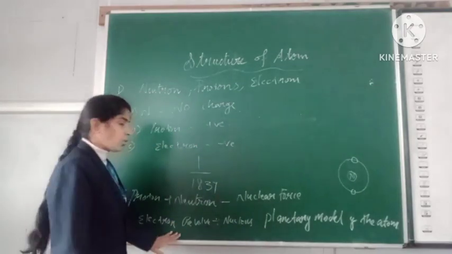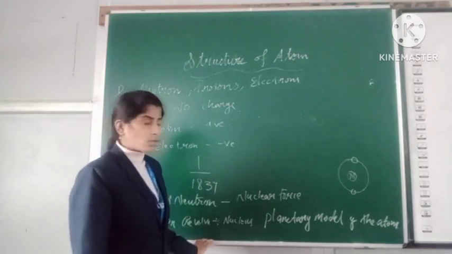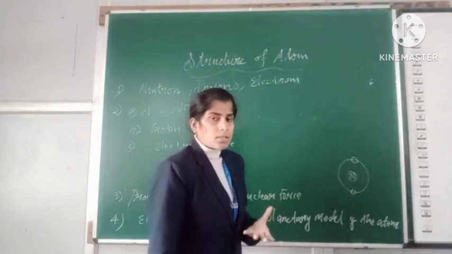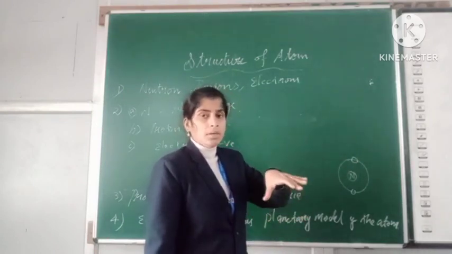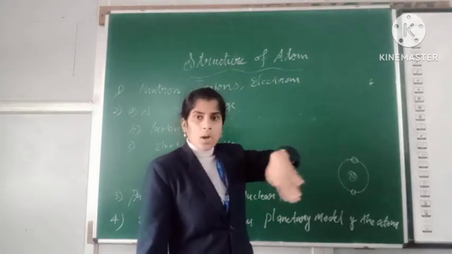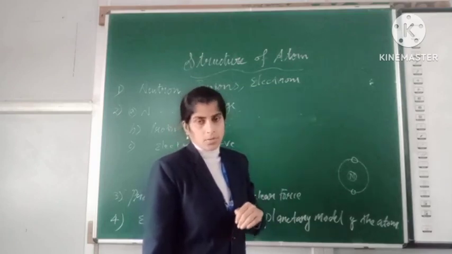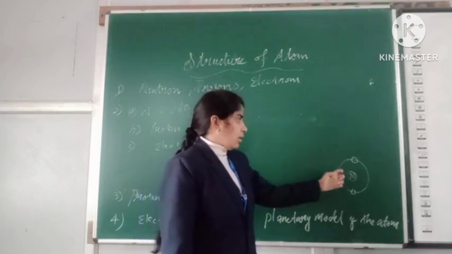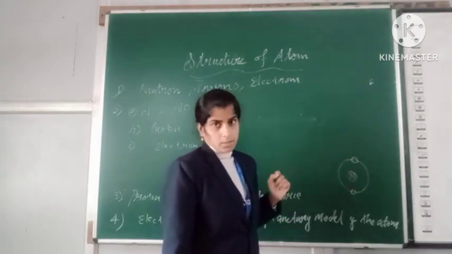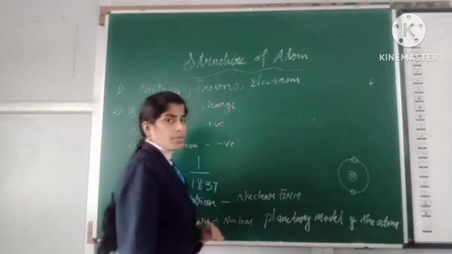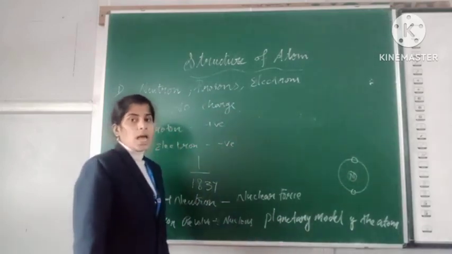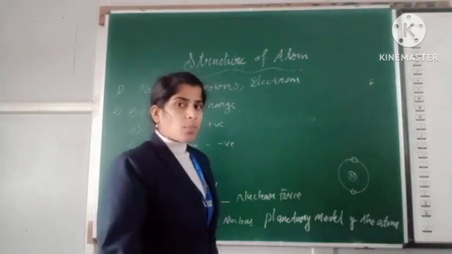See, once again, you know that the electrons revolve around the nucleus, like our sun and the planets. Just think about it: the sun is our nucleus and all the other planets are our electrons. All the planets revolve around the sun in their own orbit. So this model we call as what? Planetary model of the atom. Is it clear?